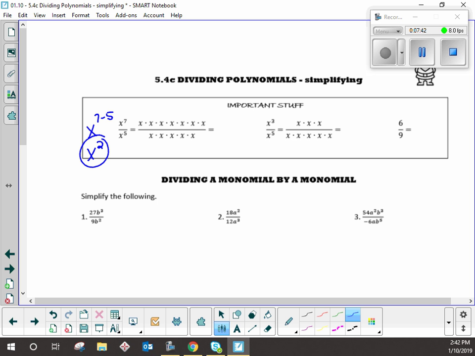But up here in this box, I just kind of wanted to show you real quickly why we have that rule. How does it work, technically? And we went over this last semester, so I'm not going to spend a long time on this. But x to the 7th really means 7 x's.